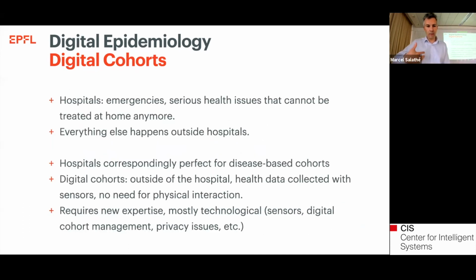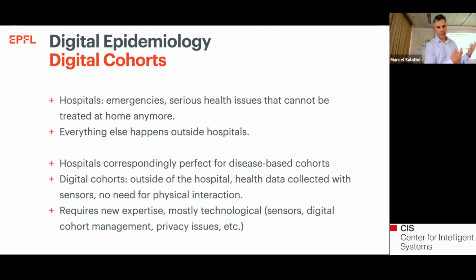And so when you think about a hospital, as I think everybody's gotten quite clear also in this pandemic, it's really a place for emergencies when you can't deal with the issue at home anymore. Everything else happens outside the hospitals. Every aspect about health happens outside the hospitals. And so it's clear that hospitals are perfect for disease-based cohorts, especially for severe disease, because that's what hospitals are built for. But digital cohorts are great for everything else, everything that happens outside the hospital.